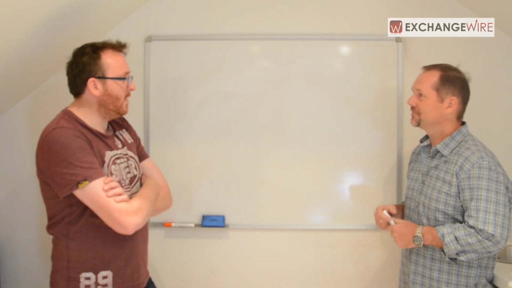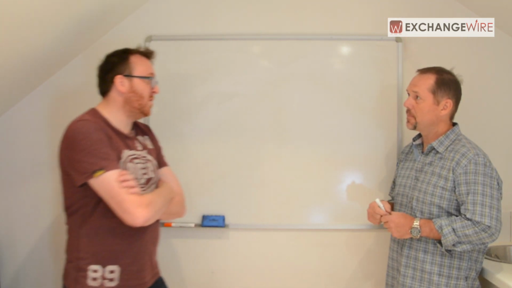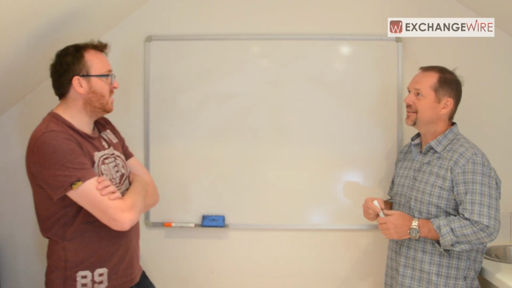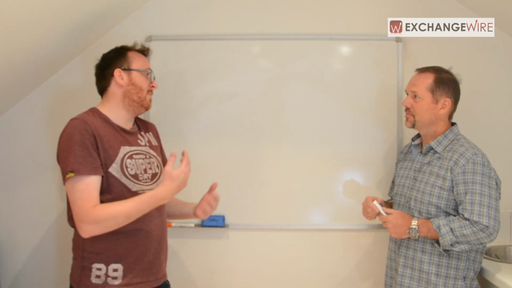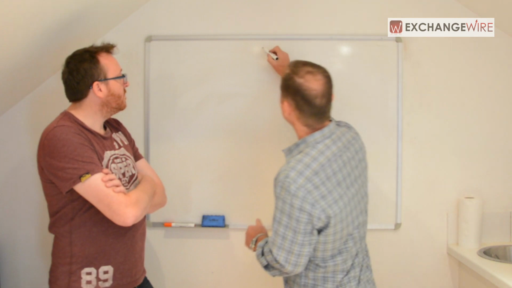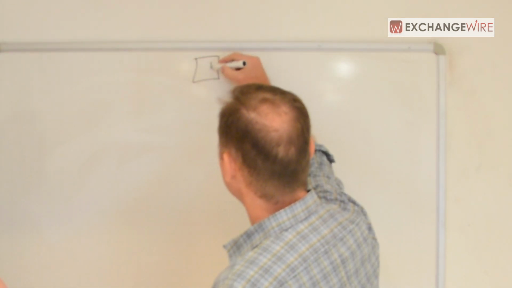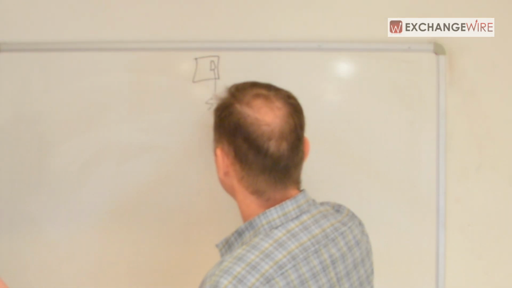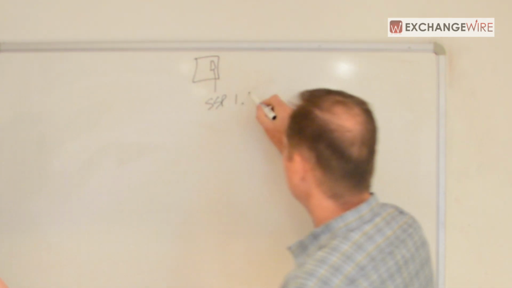Let's talk about how a typical SSP works, or as you call it, an SSP 1.0. Let's just talk about how they allocate demand. Do you want me to just go ahead and draw that? Please. All right, so this is a website, here's an ad, it goes into SSP 1.0.